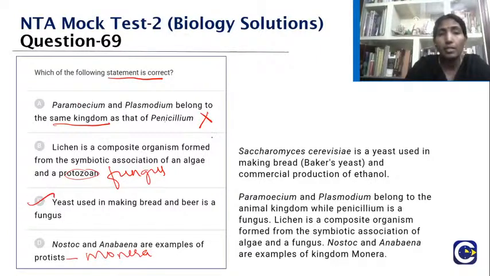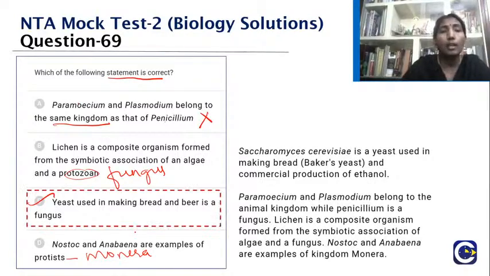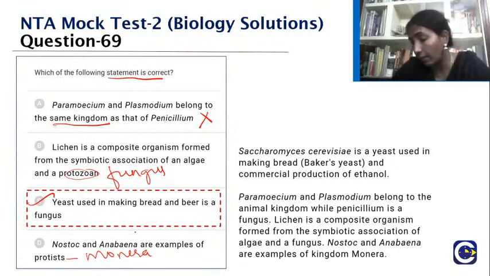So the right statement is yeast. Saccharomyces cerevisiae is a yeast, which we call baker's yeast, brewing yeast. Yes, that is what is used in making bread and beer. It's a fungus, right? We are aware of this. So this should be the right answer. Yes, excellent. Neelambari, Tasmim, very good.